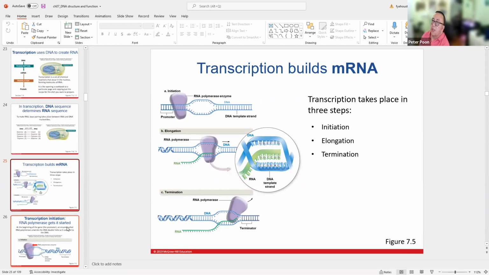Transcription builds mRNA, and this takes place in three separate steps: initiation, elongation, and termination. Initiation is where it starts. The first and last steps are actually fairly difficult. The middle step is actually the easiest. Listen. The mRNA has to find out where to start.